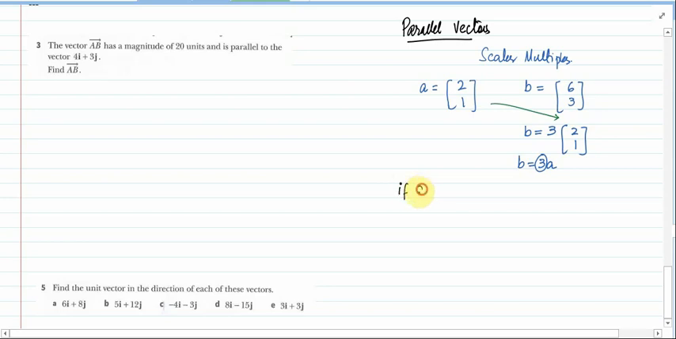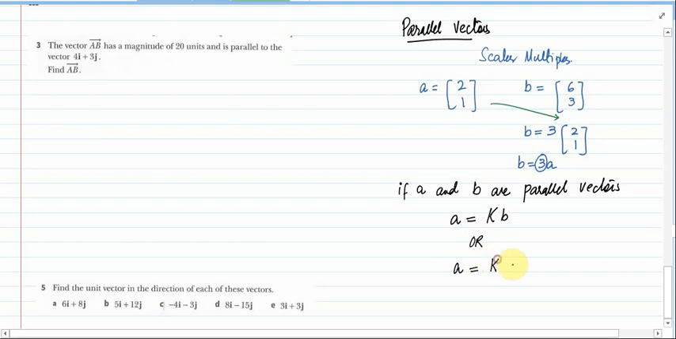If A and B are parallel vectors, we write it this way: A is equal to K times B, where K is the constant which represents the scalar multiple. And in terms of magnitude, we can say that the magnitude of A is equal to K times the magnitude of B, but in this case we are going to apply the sign of modulus.